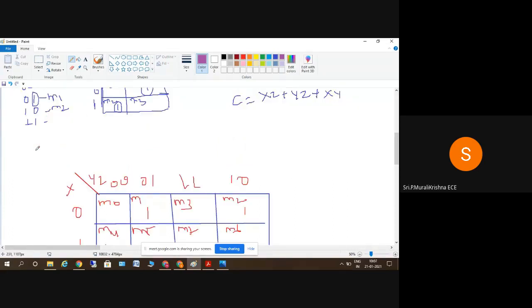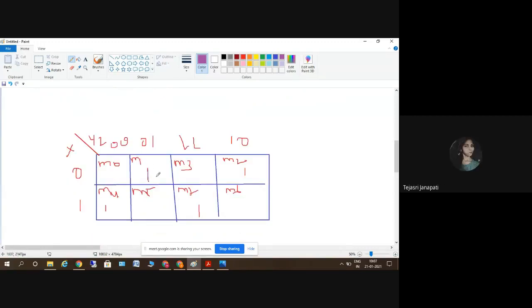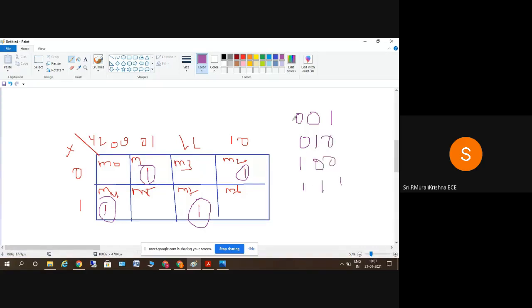Please respond so I can understand whether you are following or not. Yes, sir. This is m1, m2, m4 and m7, clear? Okay, so there is no grouping possible here. Check these min terms: m1 is 001, m2 is 010, m4 is 100, m7 is 111. So what is the similarity between all these four?